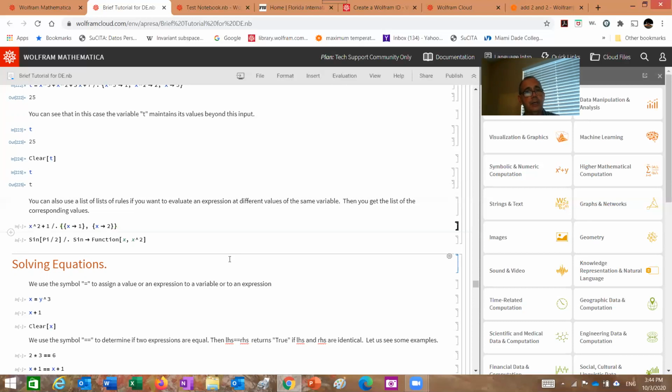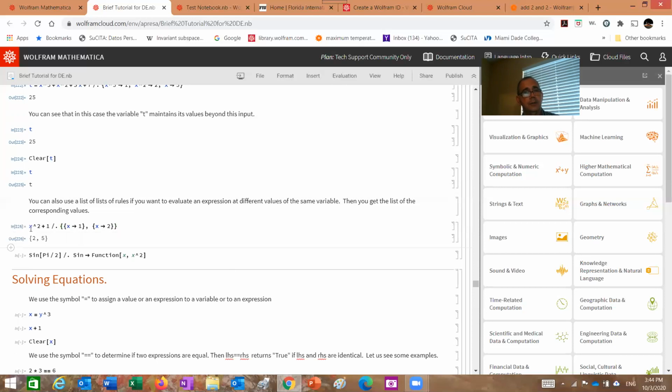Let's press shift enter. And then you see that the value of that expression at 1 is 2. When you replace the x by 1, 1 to the second is 1 plus 1 is 2. When you replace it by 2, 2 to the second is 4 plus 1 is 5. And you get a list of values.